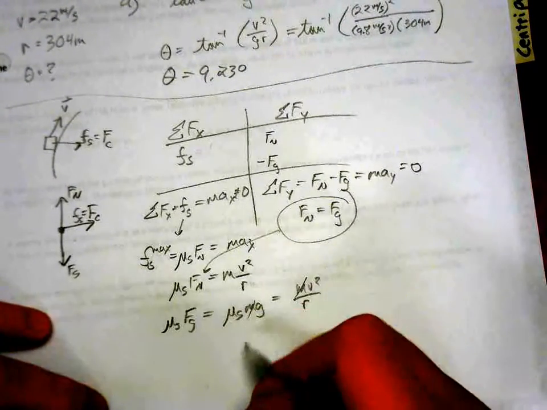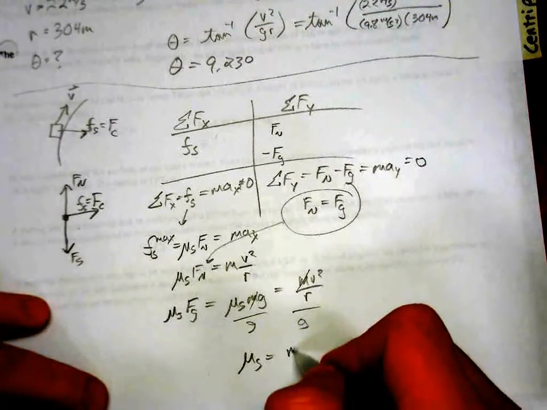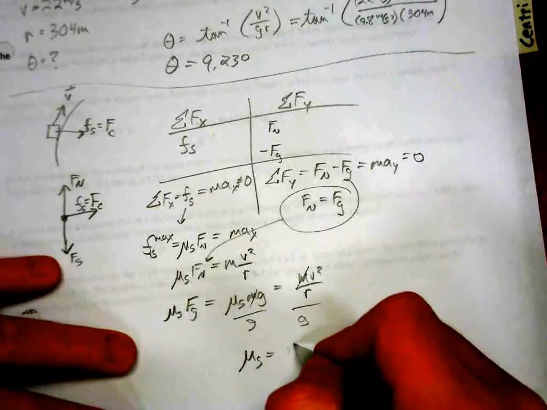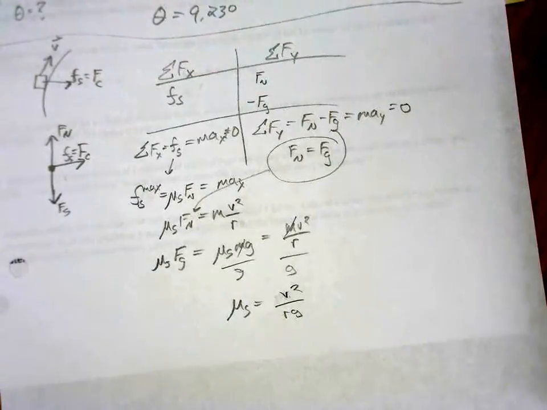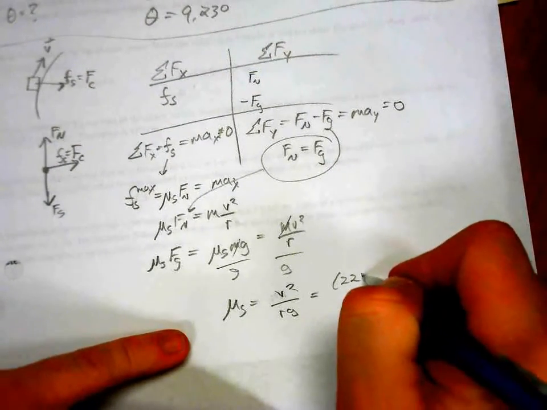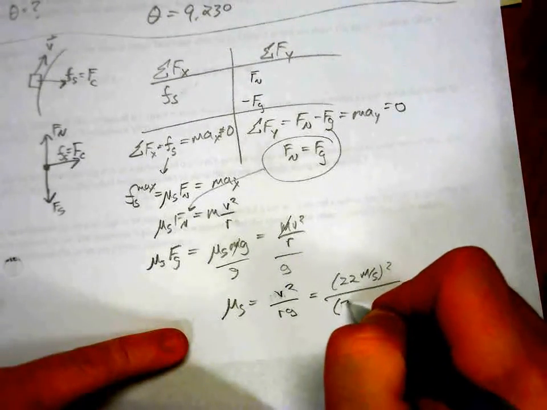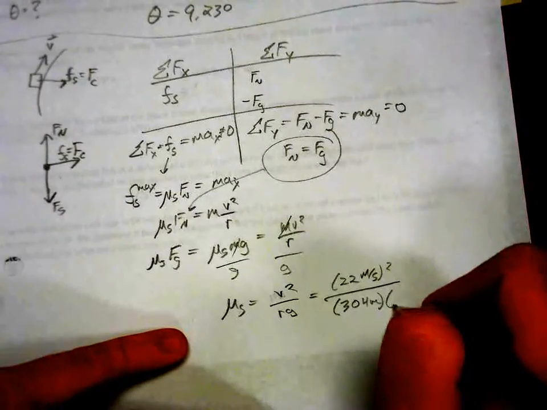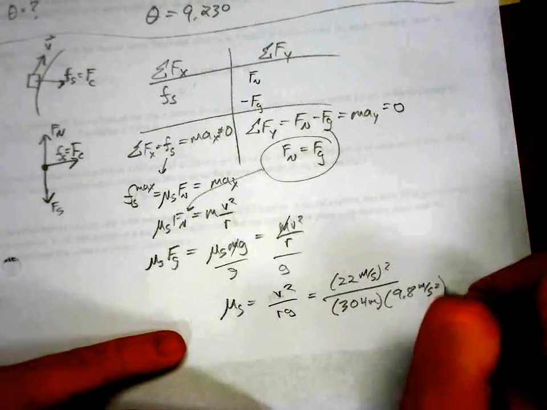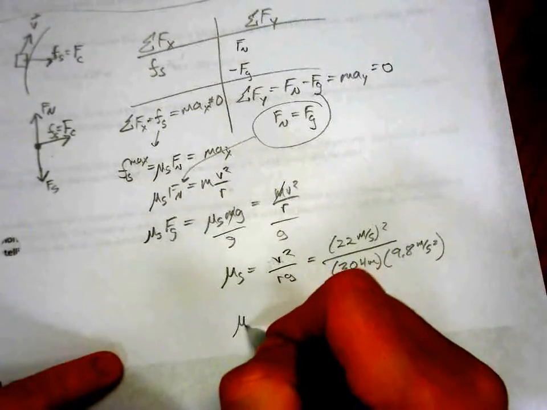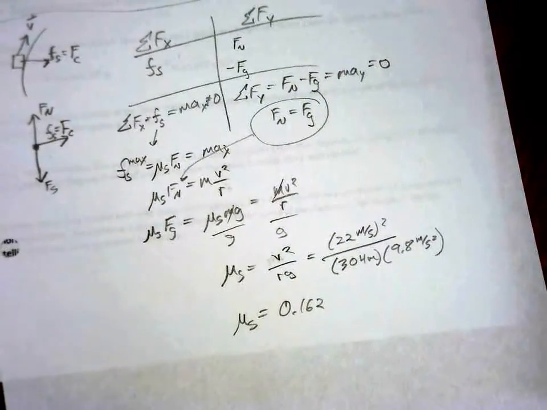Well, the m's cancel out of each side. Divide each side by g. Mu s equals v squared over rg, or it equals 22 meters per second squared over 304 over 9.8 meters per second squared. And mu s equals 0.162.